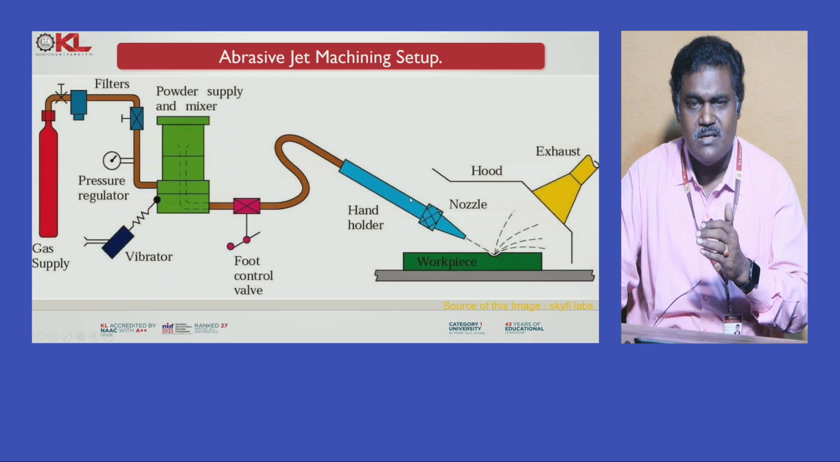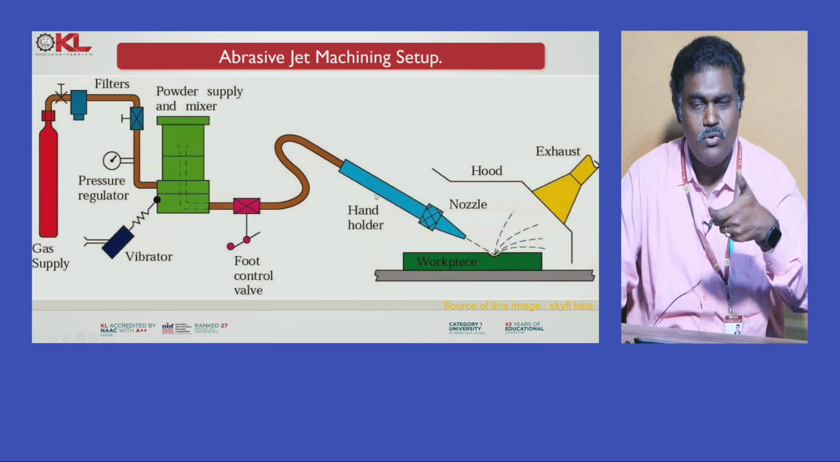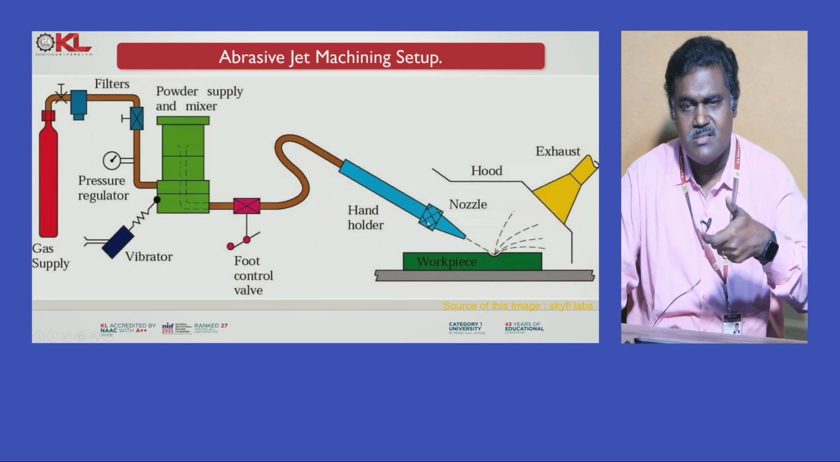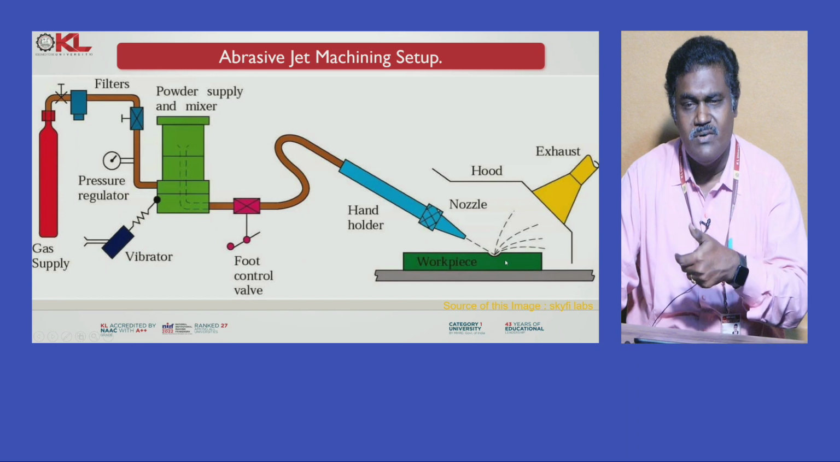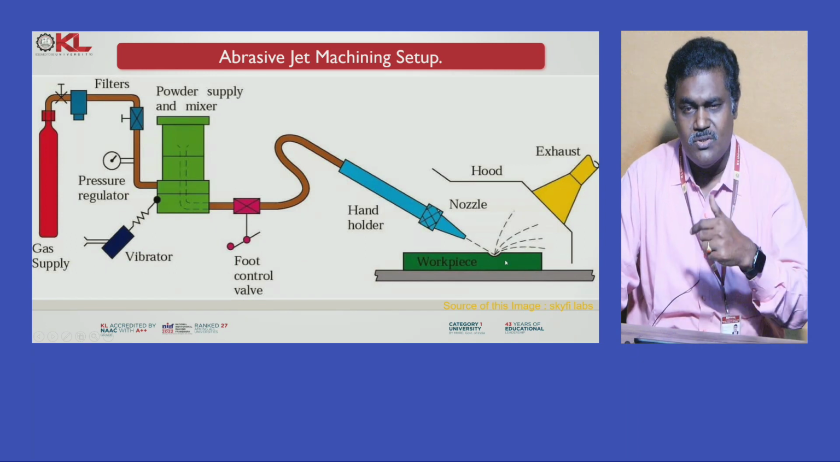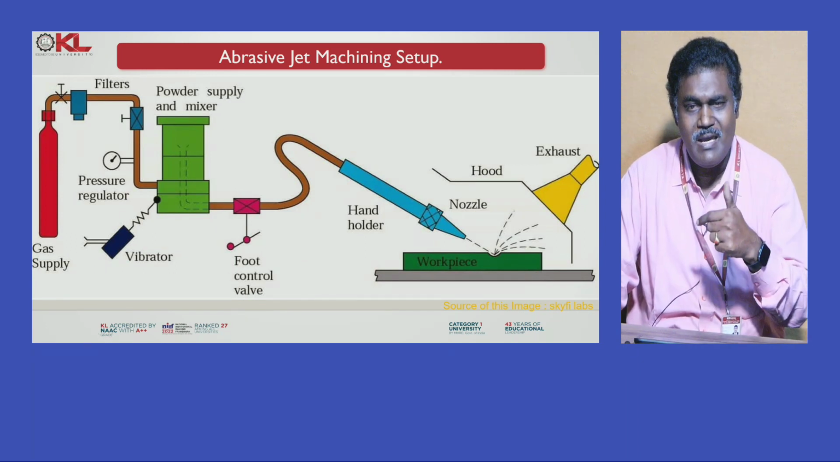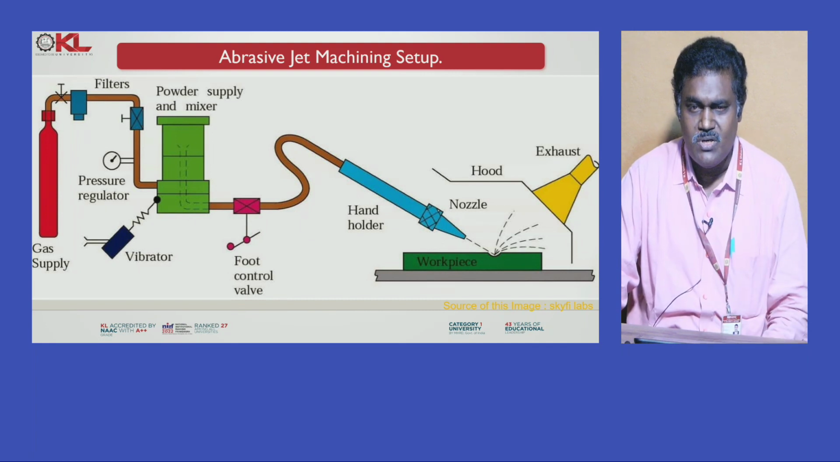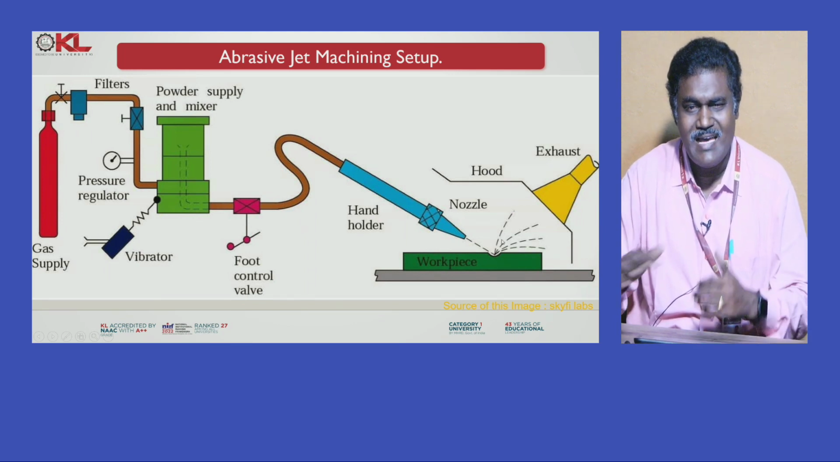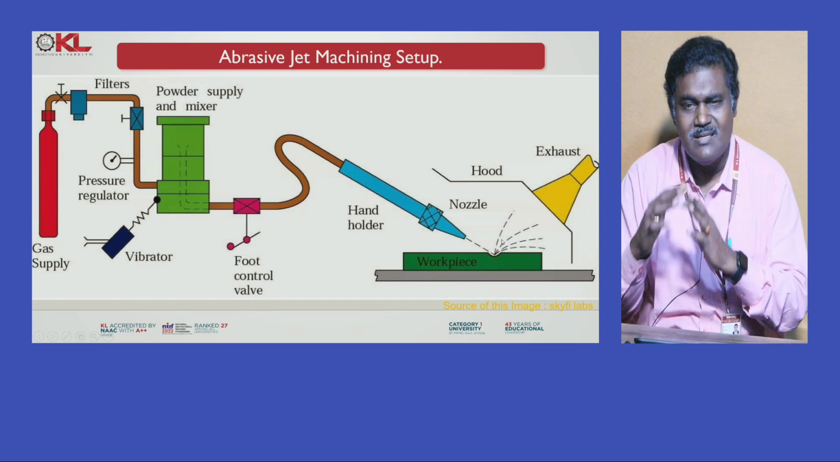The jet passes through this nozzle, and here we are providing the hand holder. You can hold this nozzle, and the nozzle is directed at the workpiece and the jet impacts the workpiece. Due to the high impact of this abrasive jet the material comes out, and here we are providing a shield so the material does not flash out into the environment.